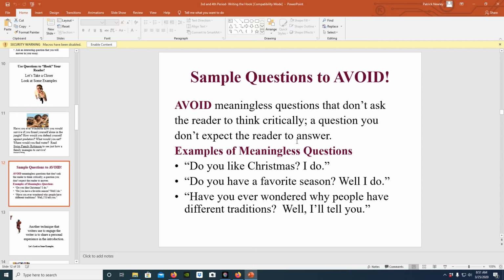Do you like Christmas? I do. Right? So that doesn't motivate a reader to think deeper about the particular topic. Plus, you can't use personal pronouns anyway, such as I. Next, do you have a favorite season? Well, I do. Same thing. There's no critical thought, and personal pronouns don't belong in your essay. Have you ever wondered why people have different traditions? Well, I'll tell you. Right? There's no deeper critical thinking, and there's a personal pronoun "I'll" in there. So you want to make sure that you leave that out.